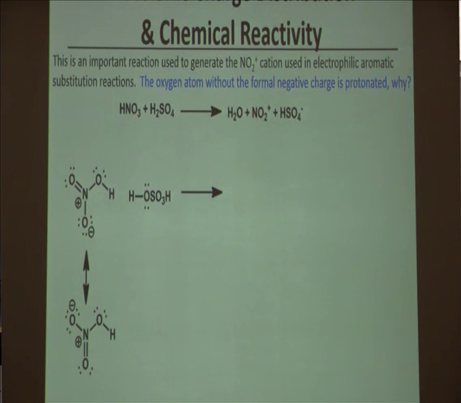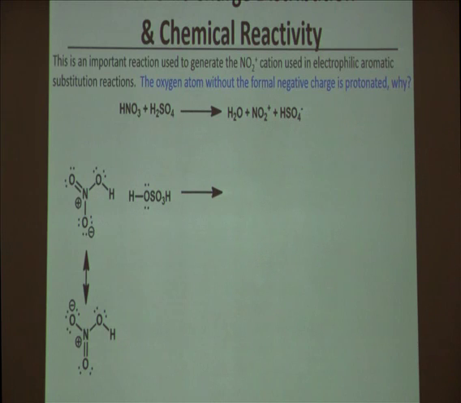A couple comments. Okay, so this is an example right out of the 344 curriculum. This is from an EAS reaction, which is electrophilic aromatic substitution. And it involves nitration, which you'll be doing toward the middle part of the semester. In order for a nitration of an aromatic ring to occur, an NO2 plus cation, this species, needs to be generated. This is an extreme electrophile and it's reactive enough that it can react with an aromatic system.